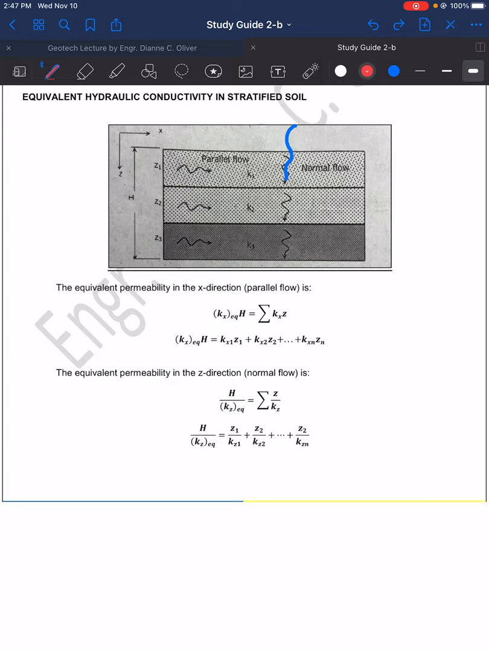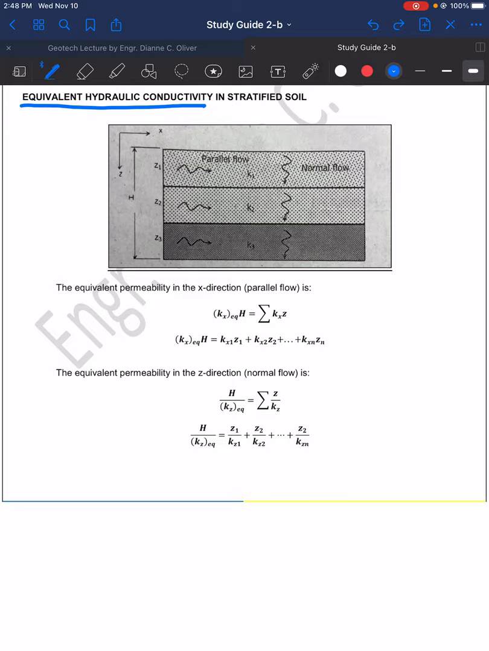Okay, so we have two formulas when we are looking for the hydraulic conductivity. Now, if we are looking for hydraulic conductivity at a certain depth of different soil types, what we are doing is we are computing for the equivalent hydraulic conductivity. And in symbol, it is K sub EQ. Okay? It is the equivalent hydraulic conductivity. So, let's have the different formulas.